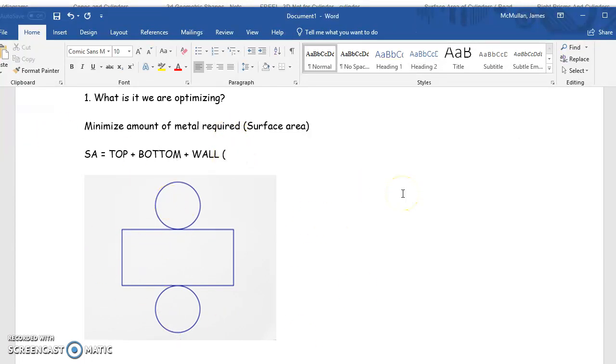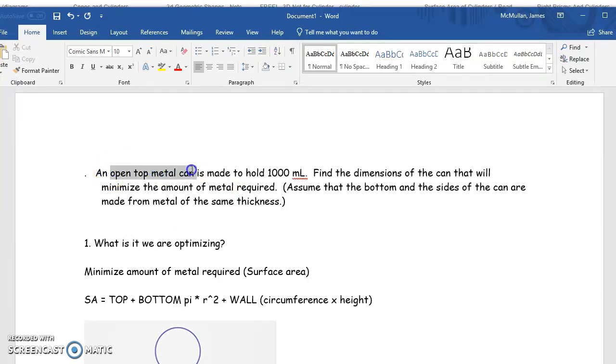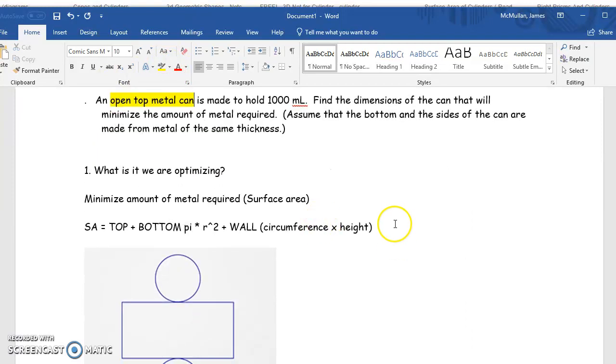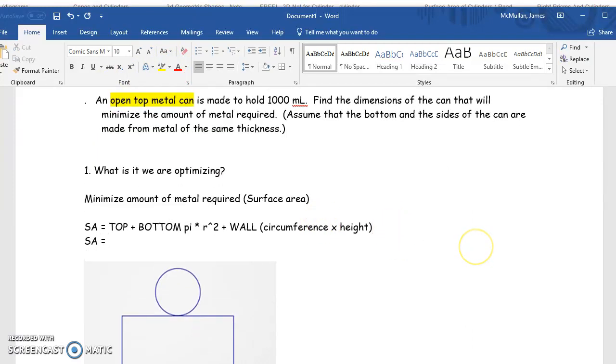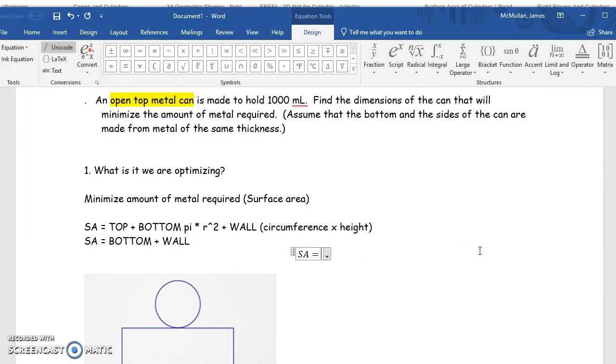The dimensions of the wall would be the circumference times the height, and of course the top and the bottom would each be pi r squared. So in our case, we're looking at an open top metal can, so that would imply that we don't actually need the top. For our case, the surface area is just going to be the bottom plus the wall, in which case we get the equation: surface area is equal to pi r squared plus 2 pi r h.